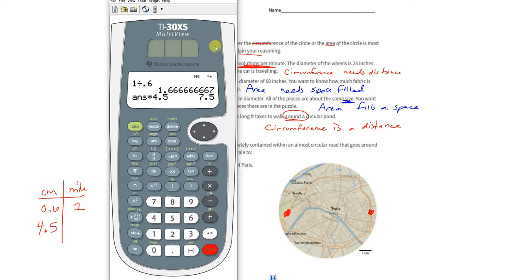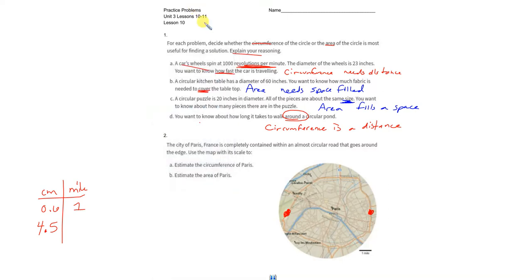It's about 7.5 miles. I've had some people estimate it as 8 or 7, but I'm going to go with 7.5 for this example because I feel like I was pretty close to my measurement. So 7.5 is my diameter all the way across, 7.5 miles across the city of Paris.